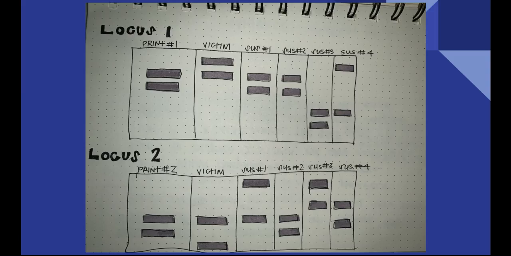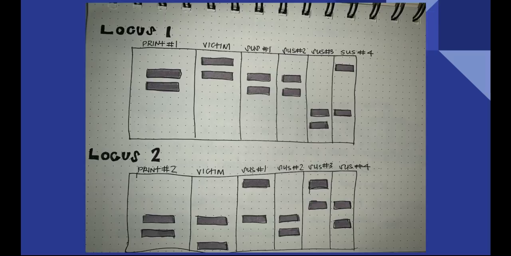Here we have the DNA samples from each of the suspects and the victim. We compare each suspect to the fingerprint found on the scene. At a first look, it seems that both suspect 1 and 2 are similar to the evidence. We can exclude suspect 3 and 4 because there is only one similarity within the DNA.